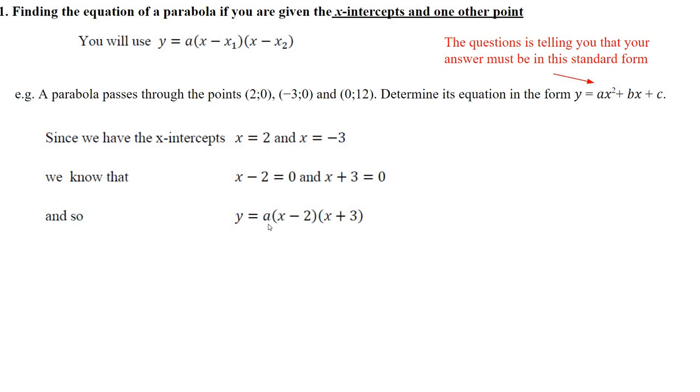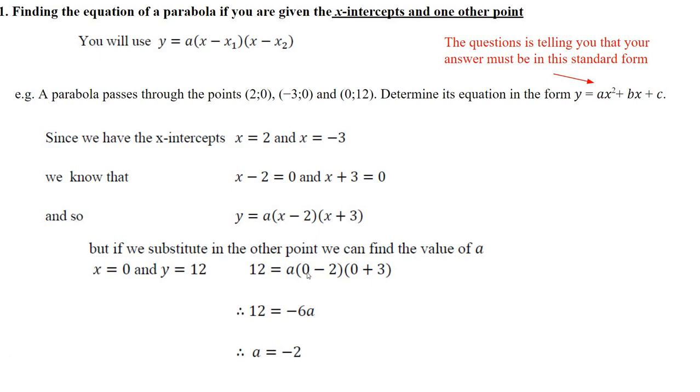We don't know what a is. Well, what are we going to do? Oh, 0 and 12. We're going to take 0 and put it in for x, and 12 and put it in for y. See how 0 goes in for x and 12 goes in for y, because x is 0 and y is 12. Just substitute that point. You do it every time.